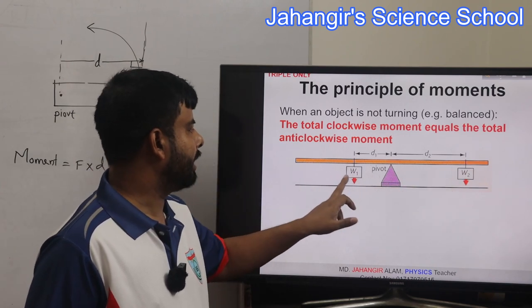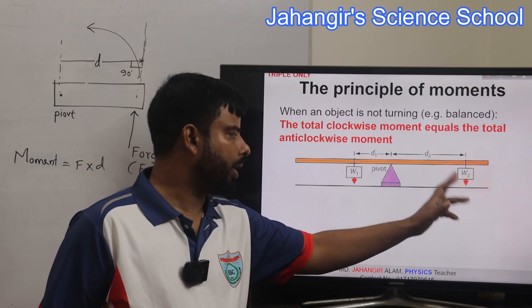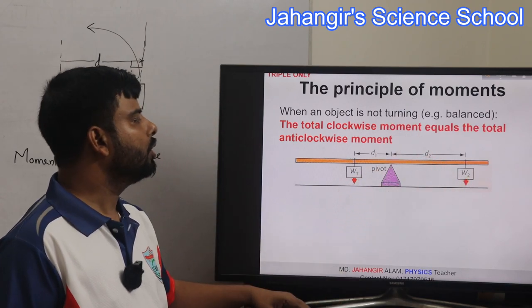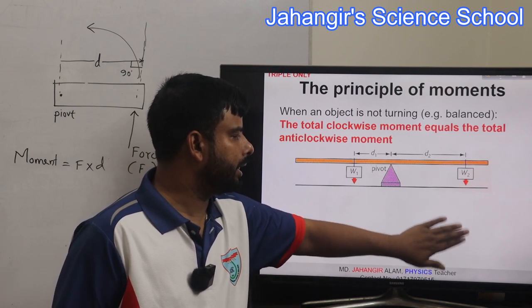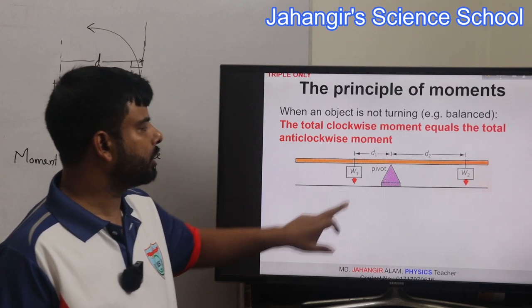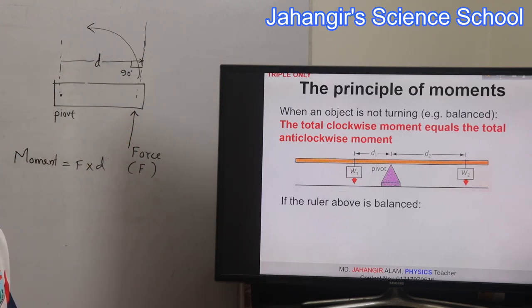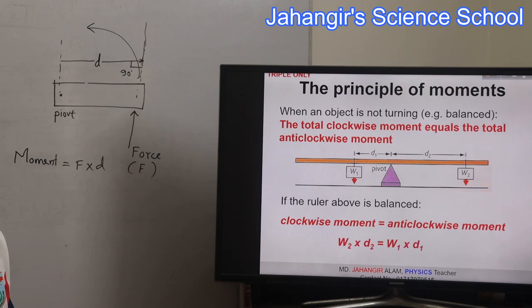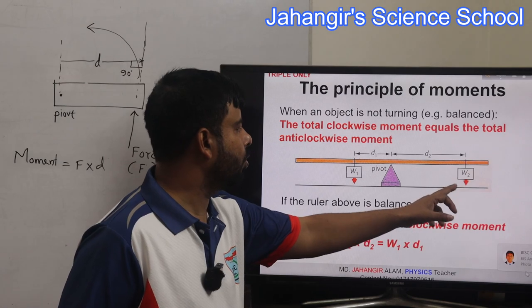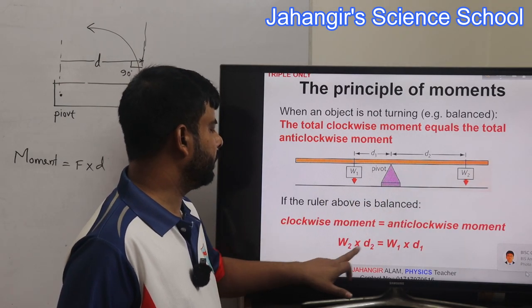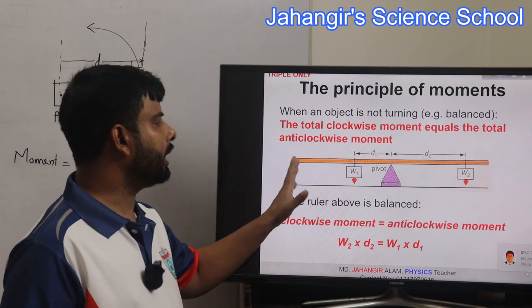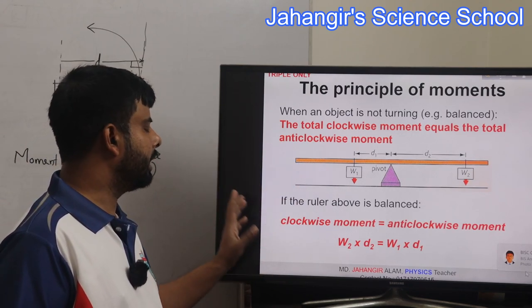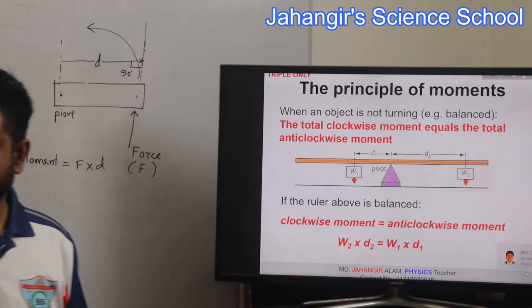It is a uniform rod, and W1 force acts on the left side, and W2 weight or force acts on the right side of the pivot. On the right side of the pivot, if the direction of the force is downwards, it produces a clockwise moment. So W2 produces a clockwise moment, and W1 produces an anti-clockwise moment. If the ruler above is balanced, then clockwise moment equals anti-clockwise moment. Here W2 is the force and distance is D2, so W2 times D2 equals W1 times D1. Remember, if an object is balanced or in equilibrium, then total clockwise moment must be equal to total anti-clockwise moment.